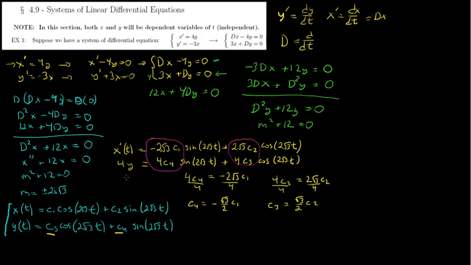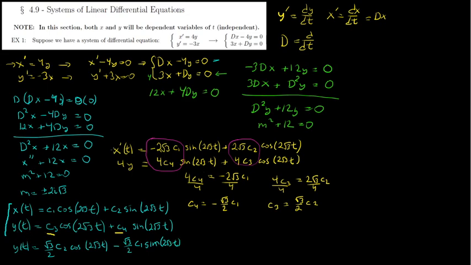Okay, so now plugging those in here, we can actually rewrite y of t. y of t is now going to be C3, which is the square root of 3 over 2 times C2, cosine of 2 square root of 3t, plus C4, which is minus square root of 3 over 2 times C1, times the sine of 2 square root of 3t. Okay.